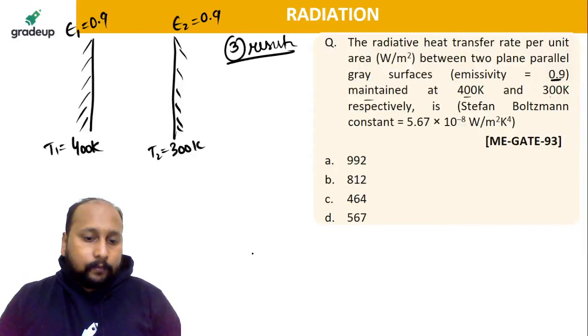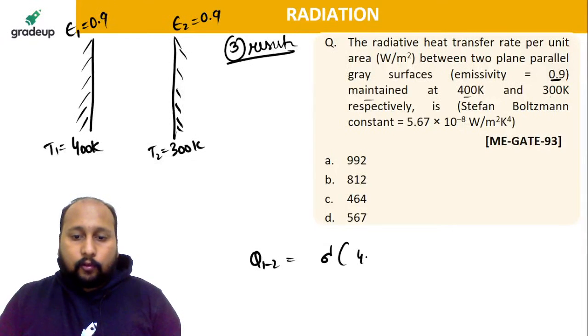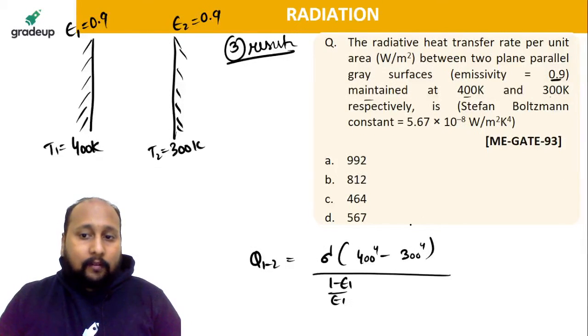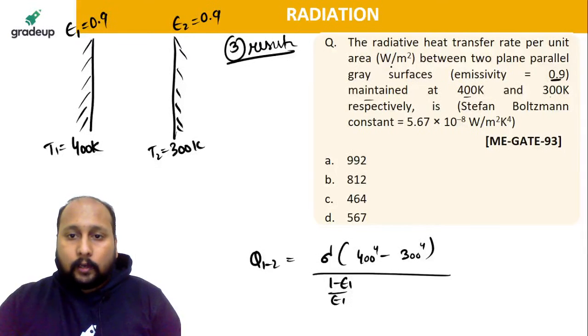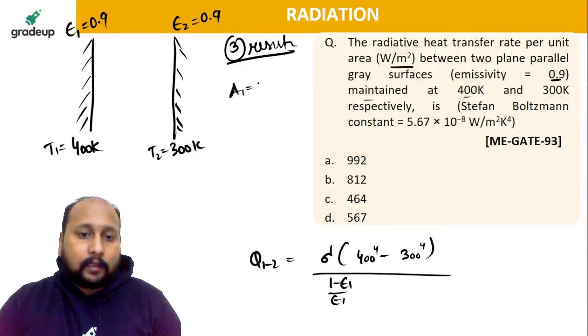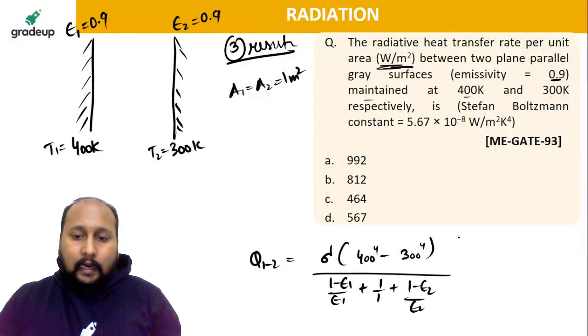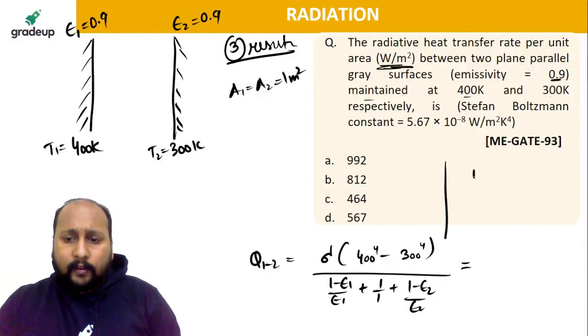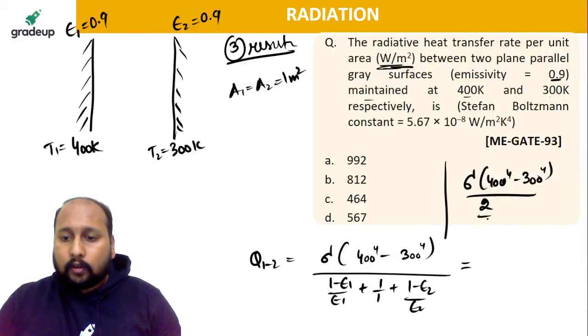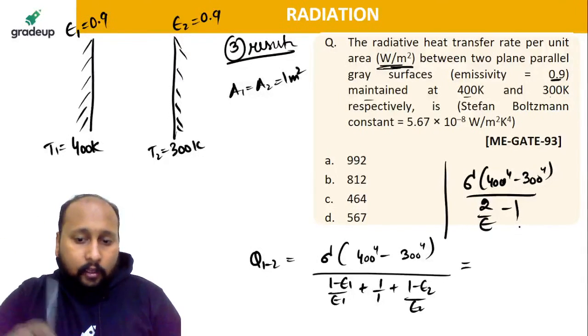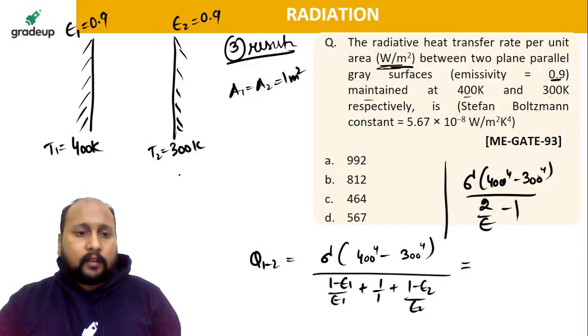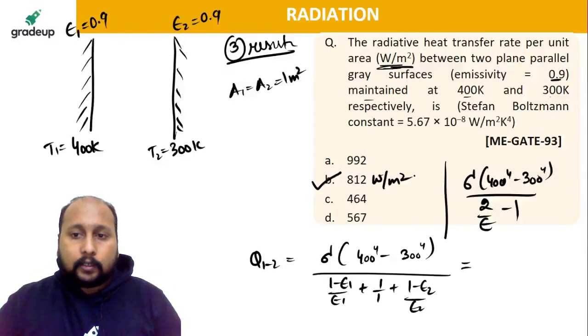So direct formula: Q1 to 2 equals sigma times 400 power 4 minus 300 power 4, divided by (1 minus emissivity 1) upon emissivity 1, we have to calculate in watt per meter square. You can take A1 equal to A2 equal to 1 meter square, because we need to calculate the heat flux per unit area. So plus 1 by 1, plus (1 minus emissivity 2) upon emissivity 2. When I make a more simplified form, it will be 400 power 4 minus 300 power 4 divided by twice of emissivity minus 1, because both the plates are having the same emissivity. Put the value, you will be getting 812 watt per meter square as the correct answer.